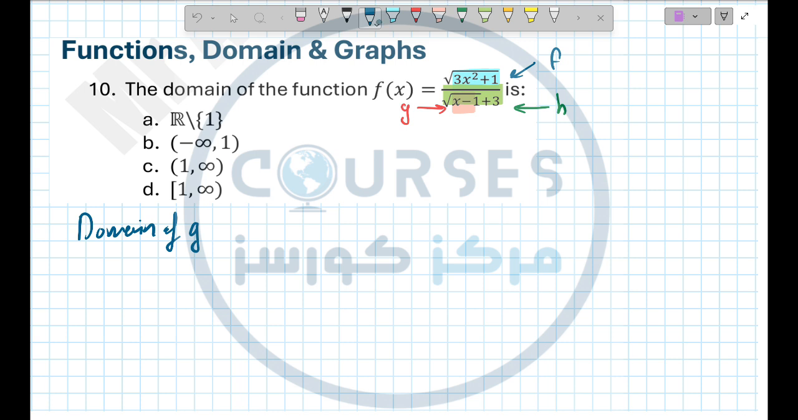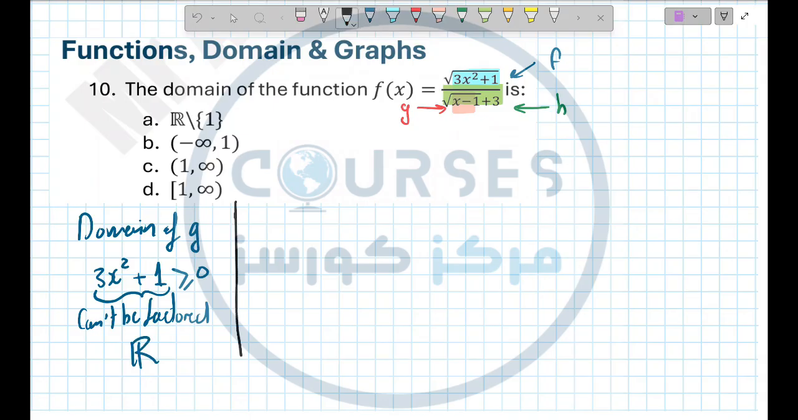We need what's under the root to be greater than or equal to 0. 3x squared plus 1 greater than or equal to 0. Of course this can't be factored. That means this part is always greater than or equal to 0. And in this case, the domain is R. Okay, we're done with this part.